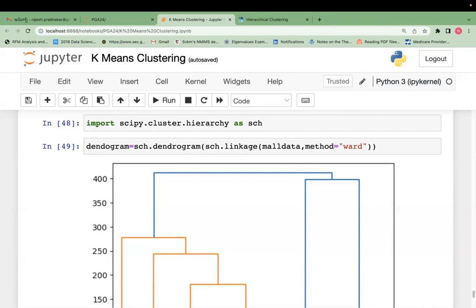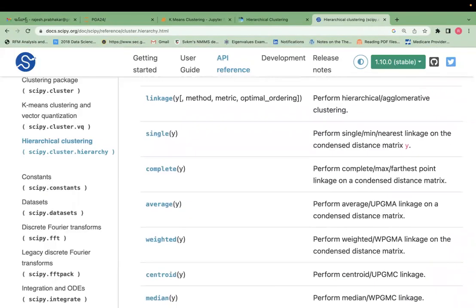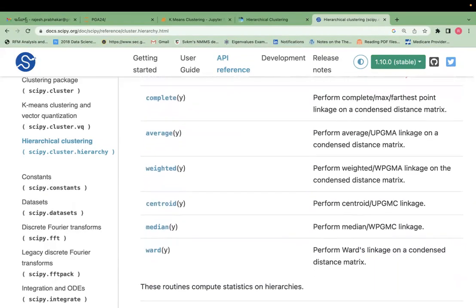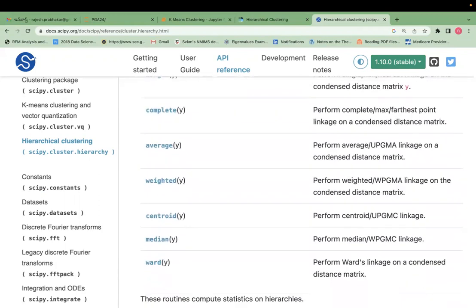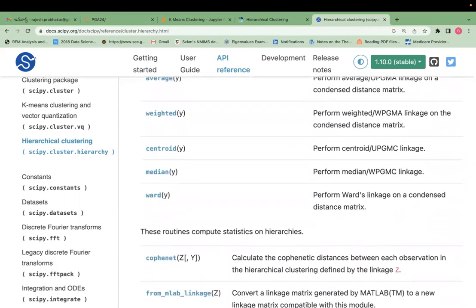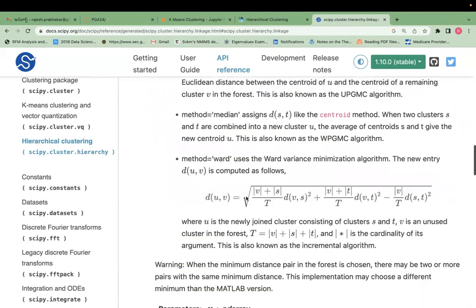Now, methods are there. What is the different distance method? The linking method: single, complete, average, weighted, centroid, median, and Ward. There are different linkages. So this is the formula for Ward. Ward is the variance minimization algorithm. Ward is a little bit complex thing which we use. Ward is also used in natural language processing; in text mining, Ward is the preferred method. This is the formula for Ward.